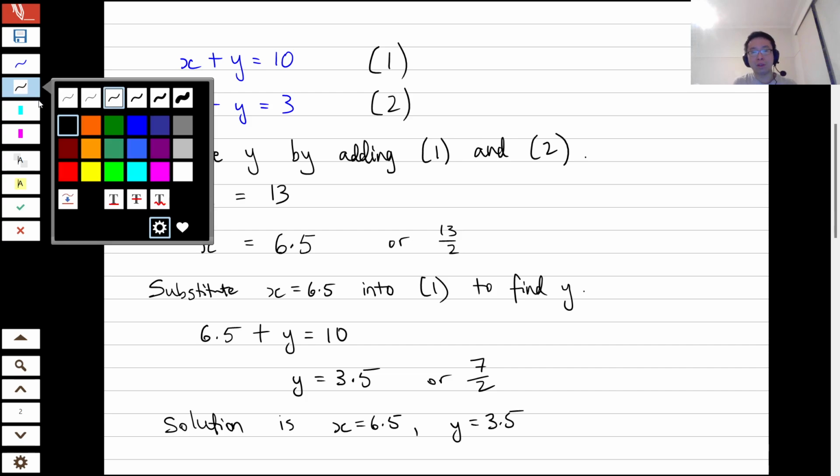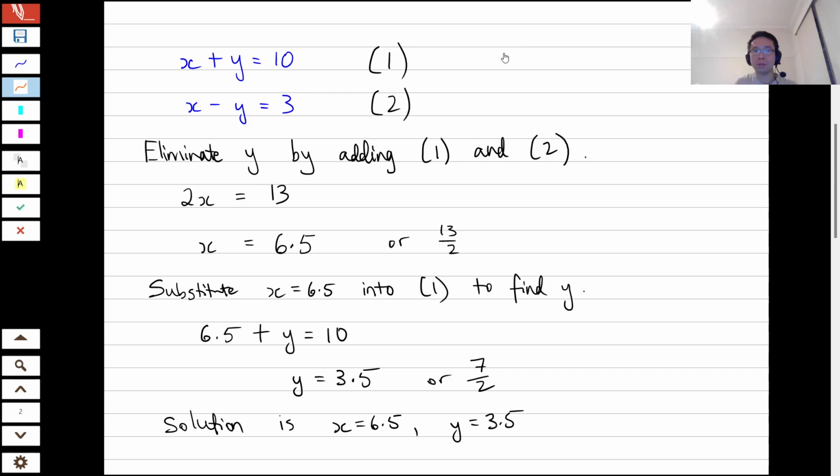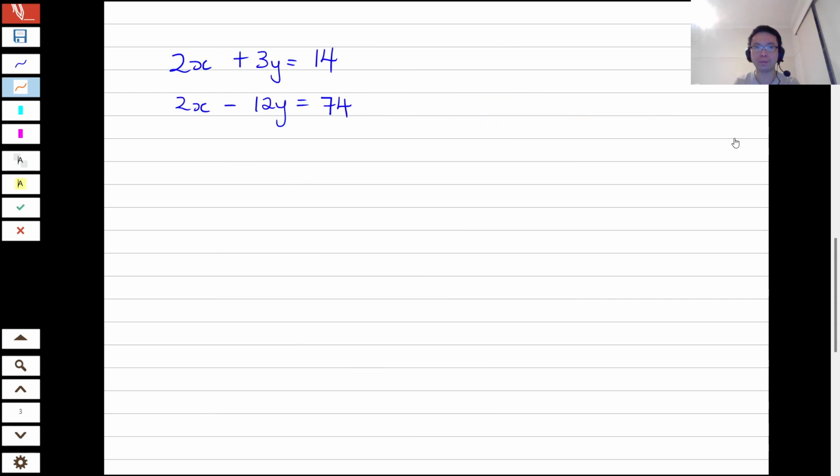Now, I didn't have to eliminate y. We could also eliminate x by taking equation 1 minus equation 2, or equation 2 minus equation 1. That would also have been acceptable as well. You just need to be careful of the negative sign, and I'll demonstrate that in the next example. So here we go.